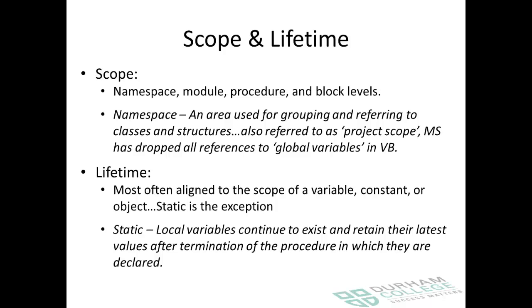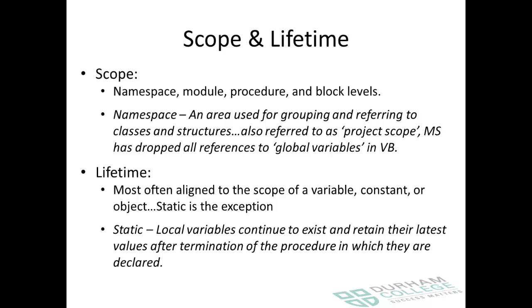And then, of course, those properties within the class we will allow to be visible at a higher level, so outside of the class. First, let's take a look at scope, where you can see or what has access to the variable, the attribute, or the method or the property procedure. Namespace, module, procedure, and block level. So those are in order of wide scope to narrow scope.